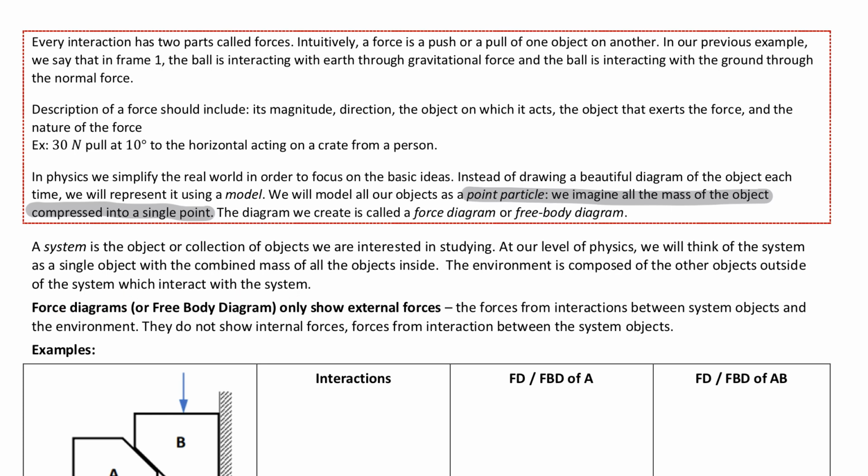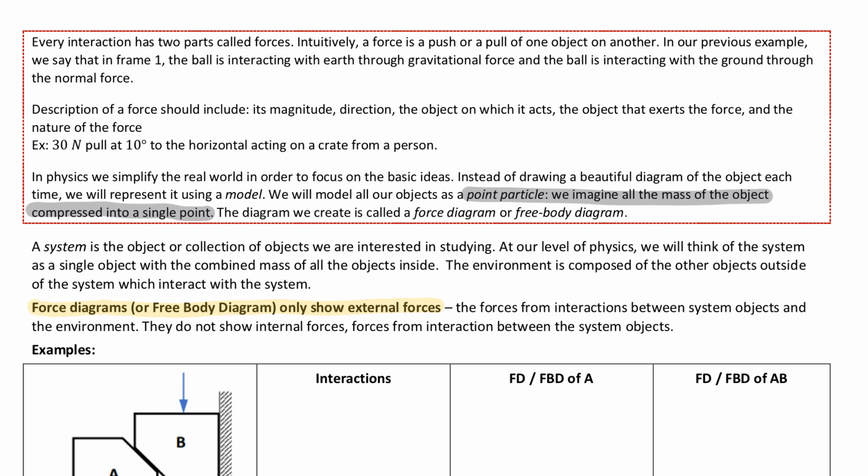A force diagram, or a free body diagram, only shows external forces. I've highlighted this, I bolded it, I'm going to highlight it again. Force diagram only shows external forces. These are the forces from interactions between the system objects and the environment. They do not show internal forces, which are forces from interaction between the system objects.